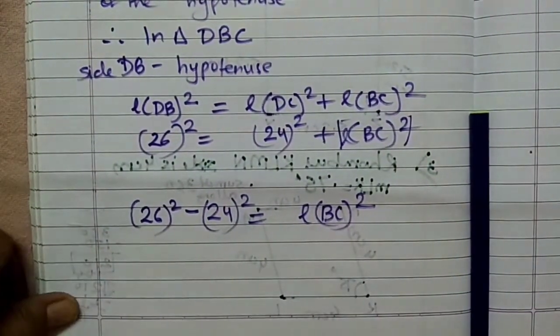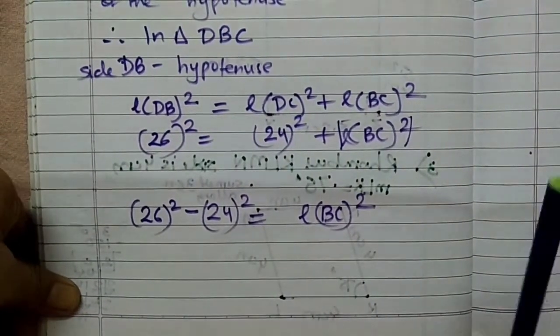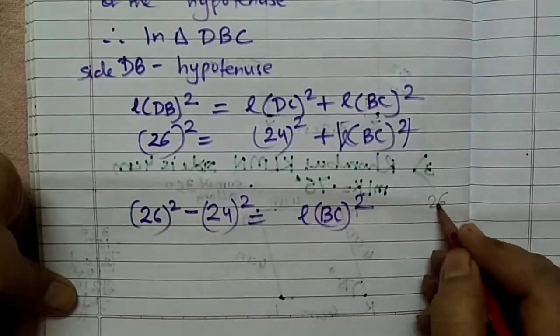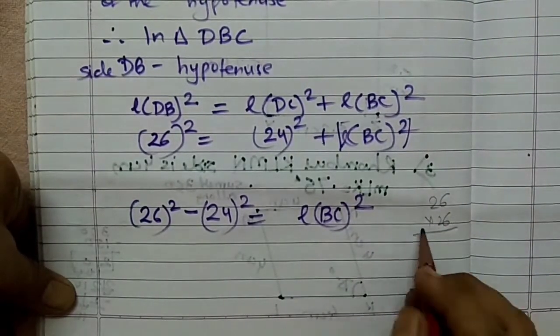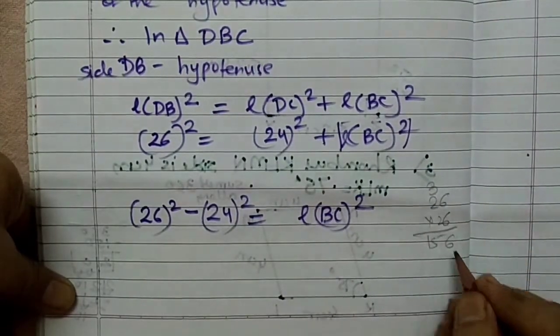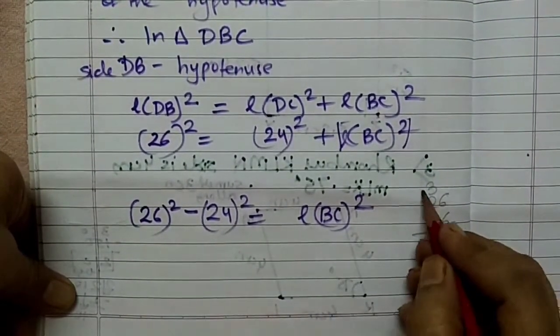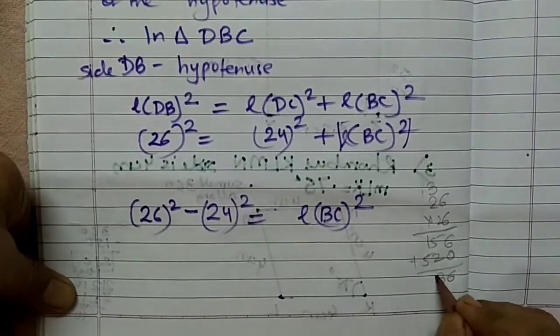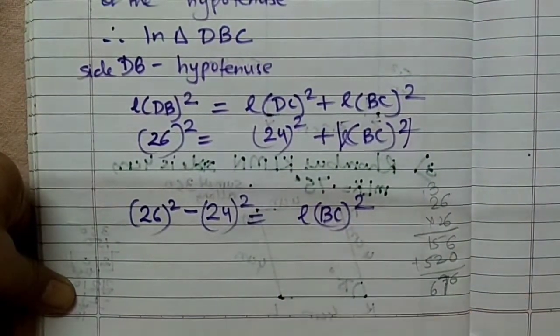Now let us see what is 26 square. I hope you know what are squares. If you don't know, you just have to multiply and see what is 26 square. So multiply 26 into 26. 6 6s are 36, 6 2s are 12, 13, 14, 15, 6 2s are 12, 2 2s are 4 and 1, 5. So this will be 676.